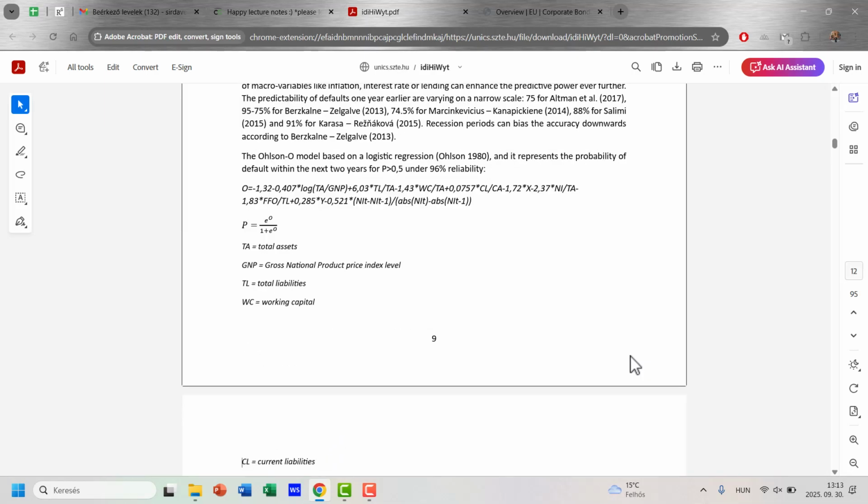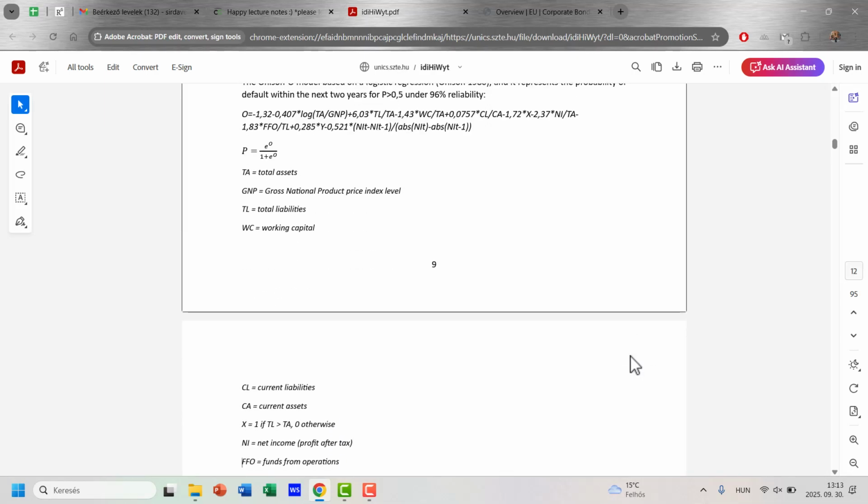So this is the Ohlson O-score. It's much better because this was defined with logistic regression. It has way more variables in it, and it provides us a probability of default. So it's really good because we have a probability between 0 and 100%, how probable it is, what is the probability of defaulting. And also, it defines the relative size of the company.